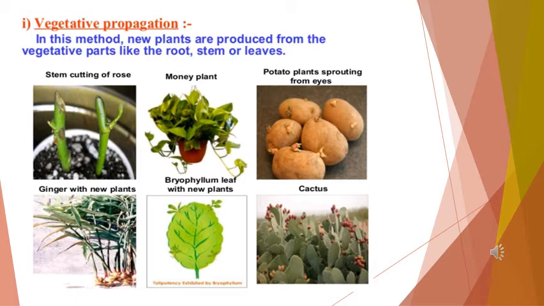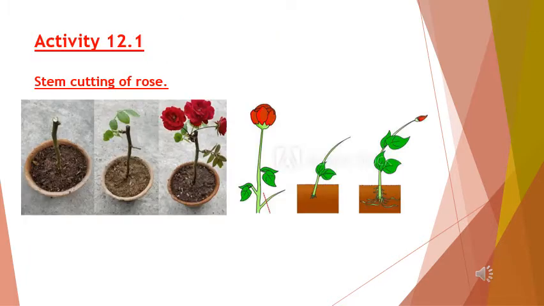Let us look at an activity to understand this method a little better. If we take a stem of a rose and put it in the soil and provide it with proper nutrients and water, we see that the stem will grow into a whole new plant. Now notice here that seeds are not involved and we get a whole new plant from a stem. So this is an example of vegetative reproduction.